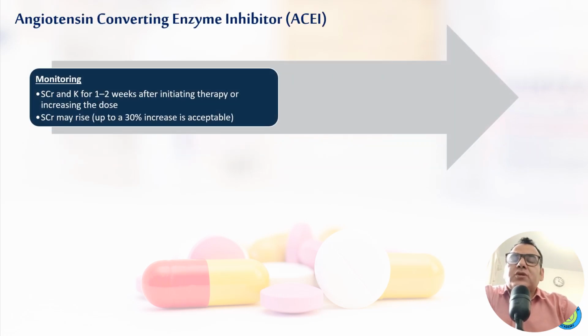So what is the monitoring of ACE inhibitor? As discussed before, the impact on renal failure. So serum creatinine and potassium need to be monitored 1 to 2 weeks after initiating or increasing the dose. Even if the dose increases, we need to again recheck serum creatinine and potassium. Also, it is normal that the serum creatinine can rise up to 30% at start of treatment. This is normal and the medication should not stop at this stage.